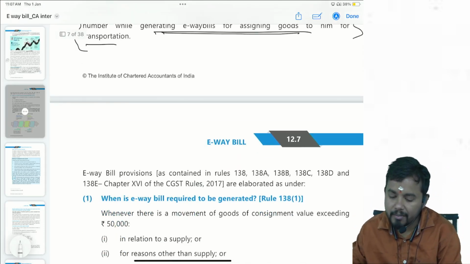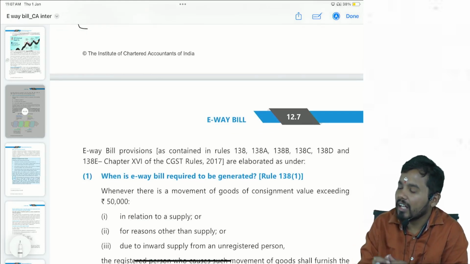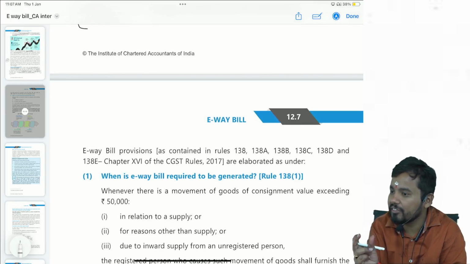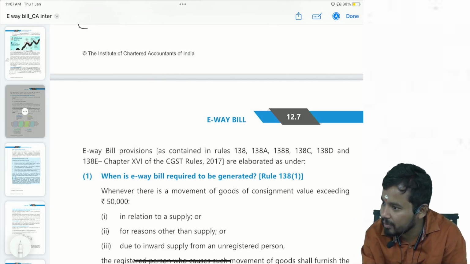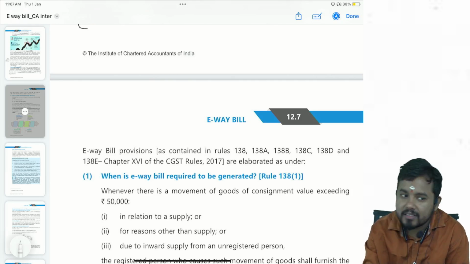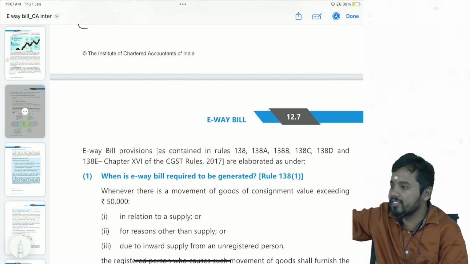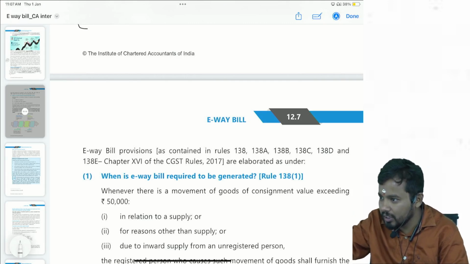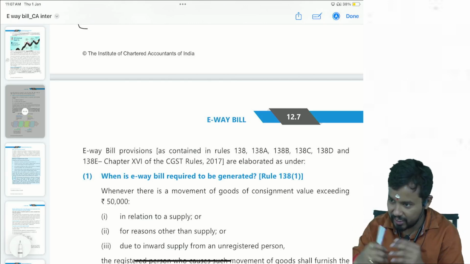See, when is an e-way bill mandatory in such a scenario? The criteria for generation of an e-way bill was, whenever there is a movement of goods, you have to generate an e-way bill. Okay, now, sir, will distance matter? No, distance will not matter. Even if you are taking the goods to the next street, you have to generate an e-way bill.